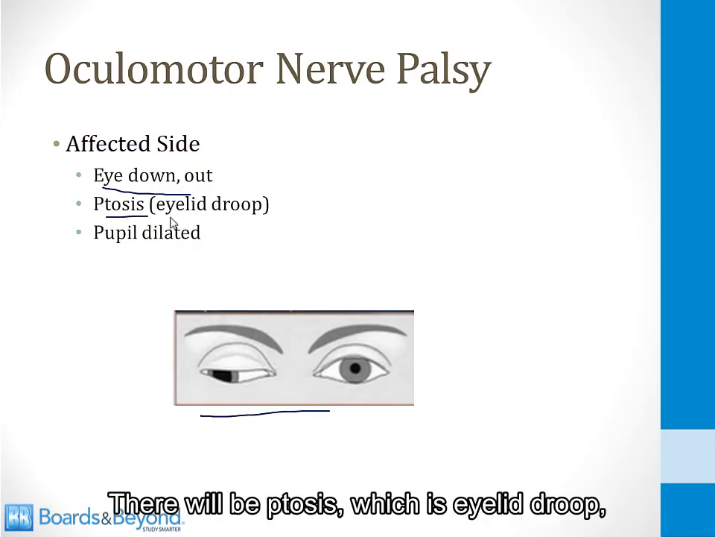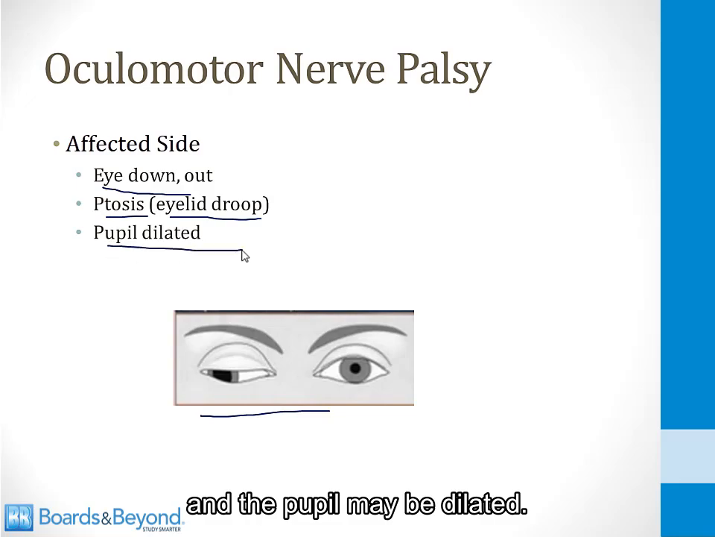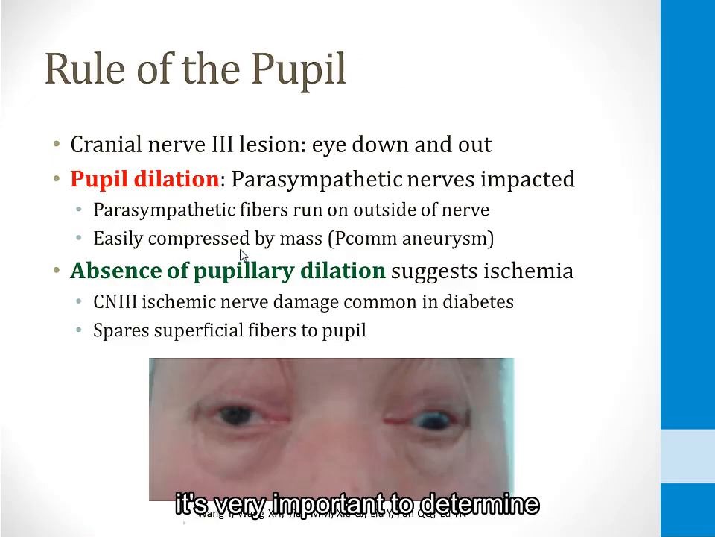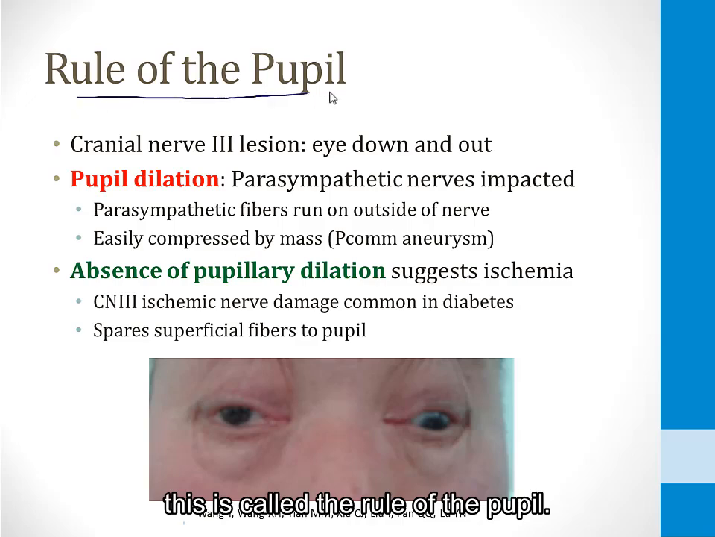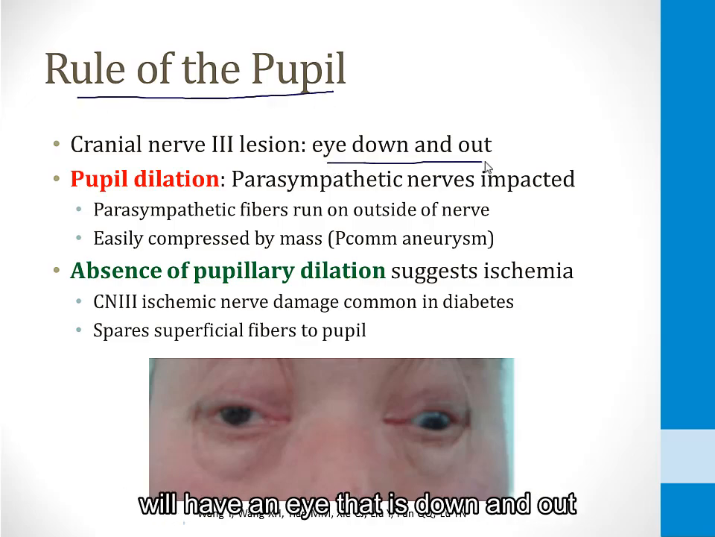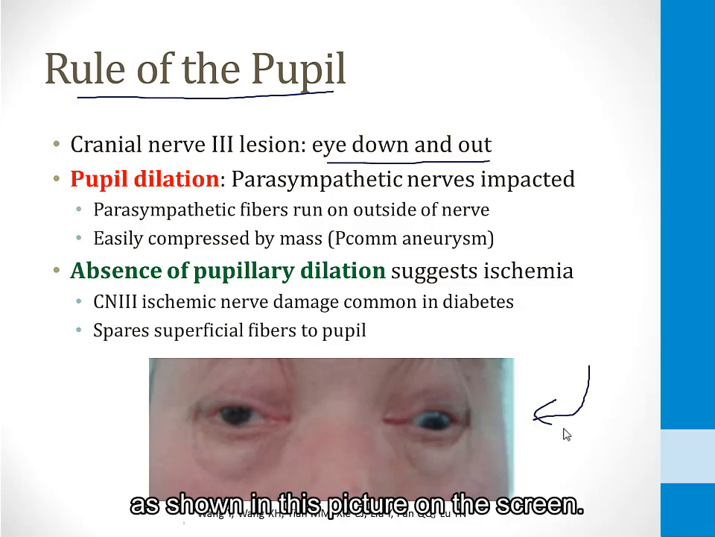There will be ptosis, which is eyelid droop, and the pupil may be dilated. When a patient presents with a third nerve palsy, it's very important to determine whether or not the pupil is dilated. This is called the rule of the pupil. So patients with a cranial nerve 3 lesion will have an eye that is down and out, as shown in this picture on the screen.